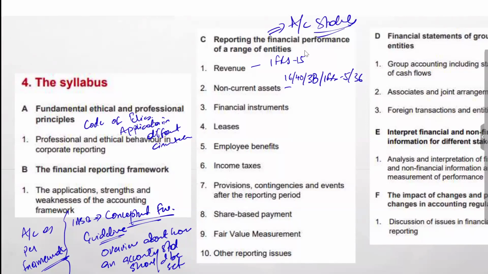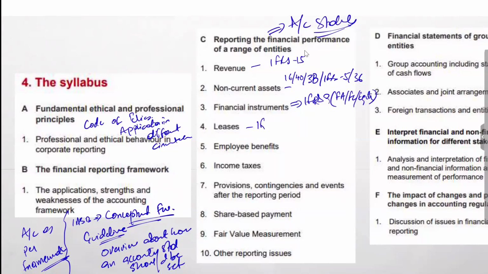So the different accounting standards for the non-current assets, which we have already studied at the FR level, would also be playing a key role. Then we'll talk about financial instruments. With respect to financial instruments, we would be talking about IFRS 9, financial assets, financial liabilities, and how equities should be accounted for, etc.